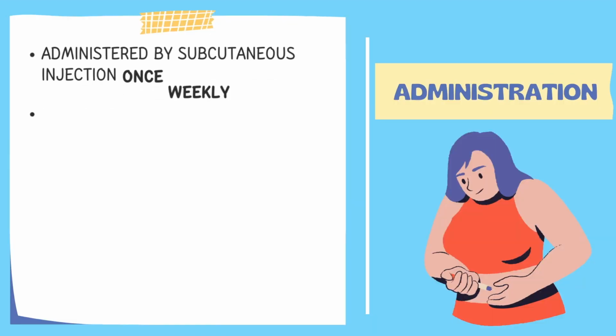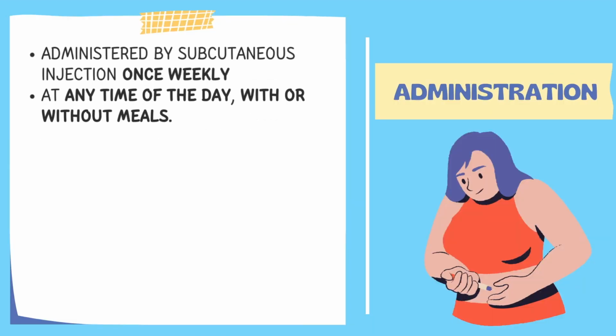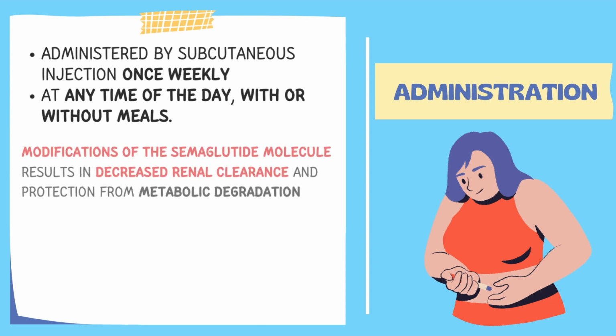Alright, so let's move on to administration. So how do we give semaglutide or Ozempic? This is administered by subcutaneous injection, and it's given once weekly. So it's administered subcutaneous, so under the skin, into the fat tissue. And remember, as we highlighted in the beginning of the presentation, there have been modifications to the semaglutide molecule, which allow it to have a longer half-life, and for that reason it's given once weekly.